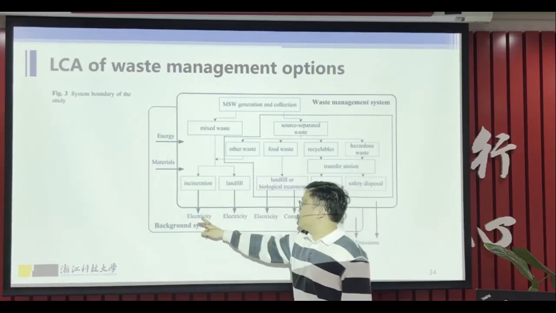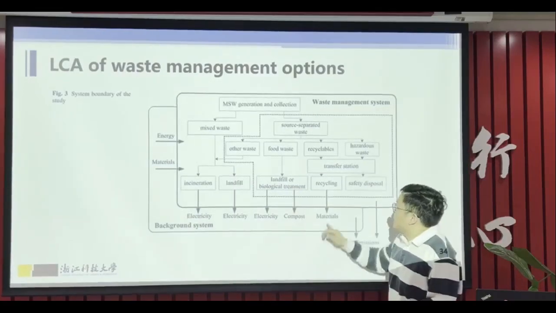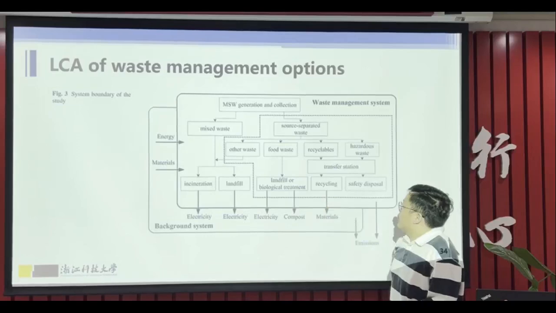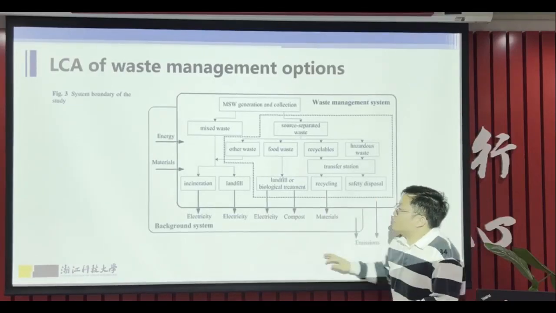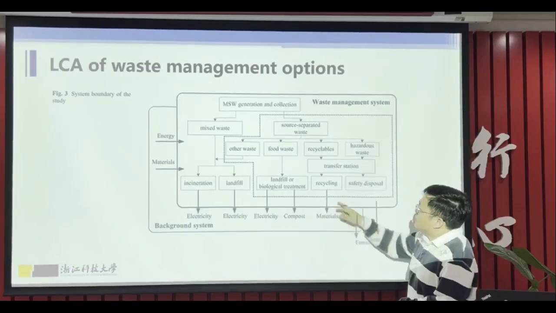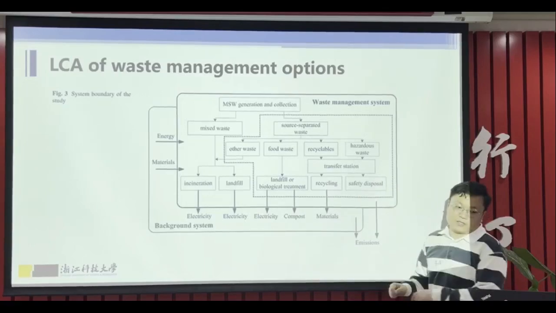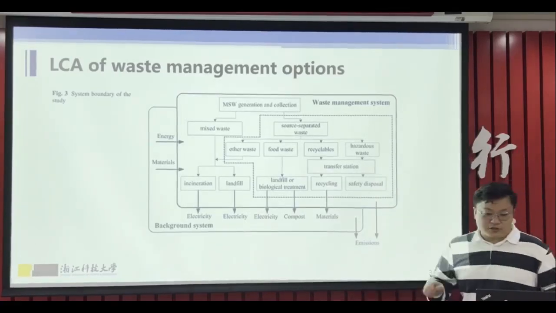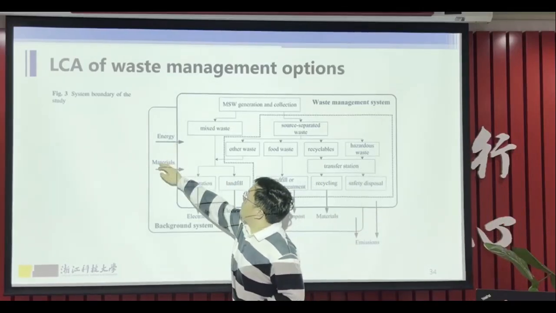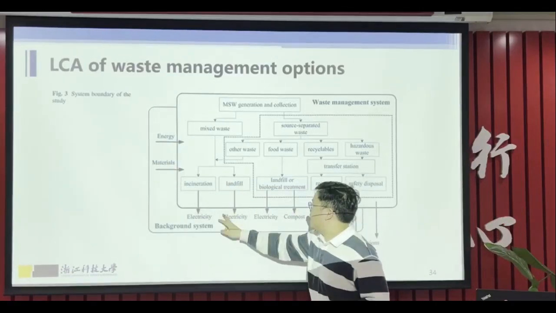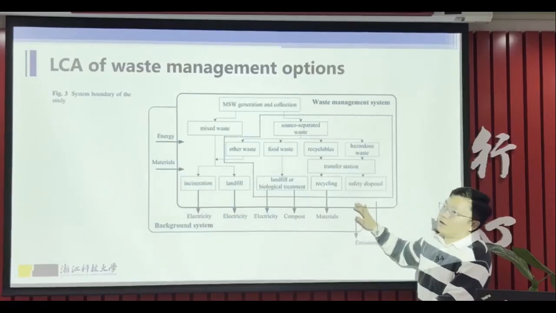For example, the electricity, the compost from composting, and the materials from the recycling system. And also, we have some emissions from the incineration plant, from the landfill site, from the recycling processes, and from the safety disposal processes of hazardous waste. So these are the emissions. All these inputs, energy and materials, and output products, compost materials, and emissions are collected.